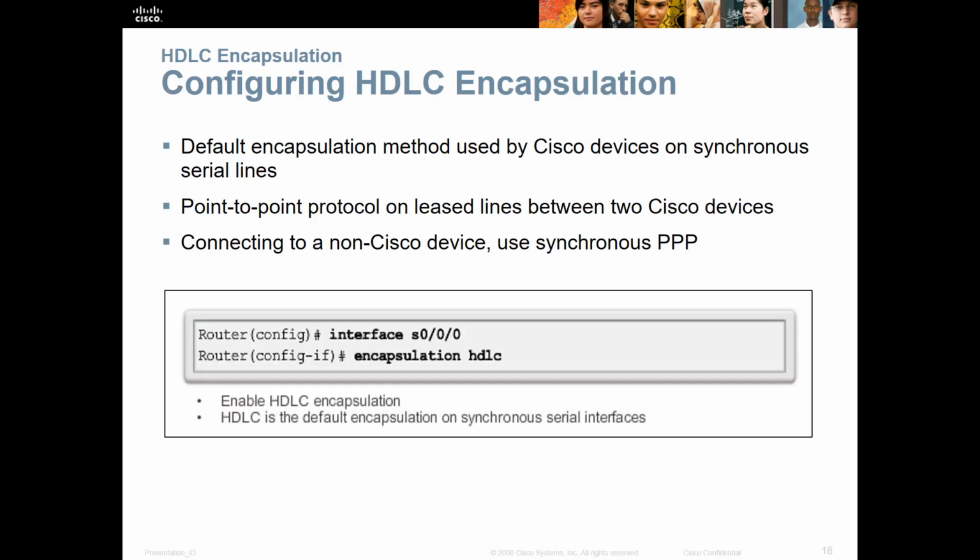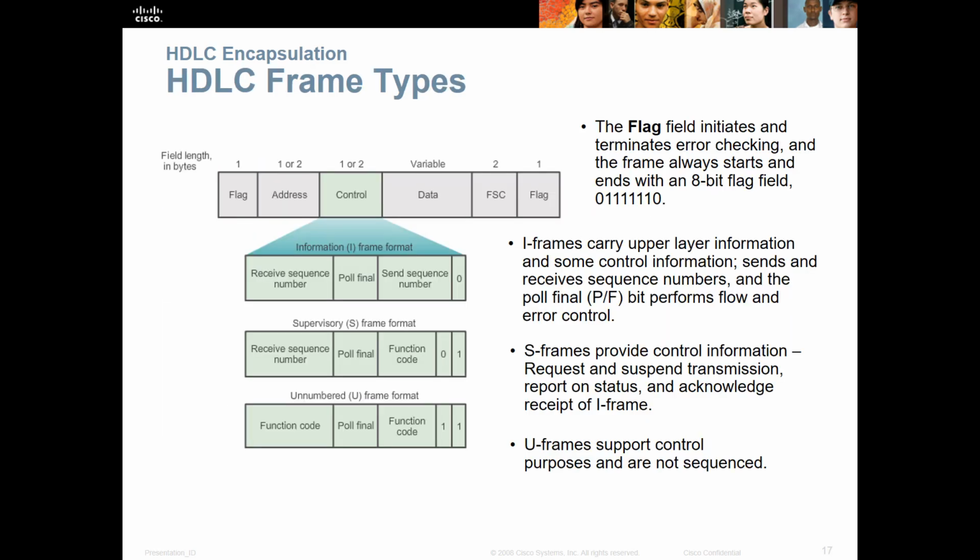How do we configure it? Underneath a serial interface, you type encapsulation hdlc. The default encapsulation method used by a Cisco device on a serial link happens to be HDLC. So when connecting to a non-Cisco device, synchronous PPP is going to be more important.